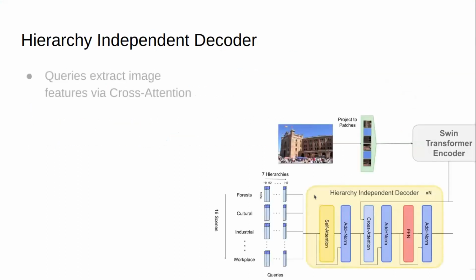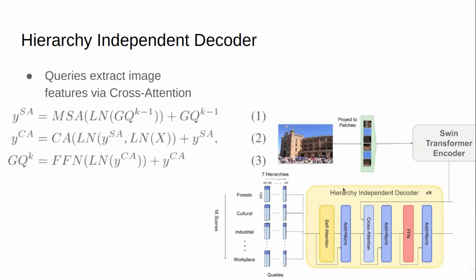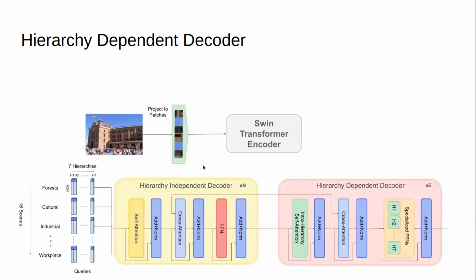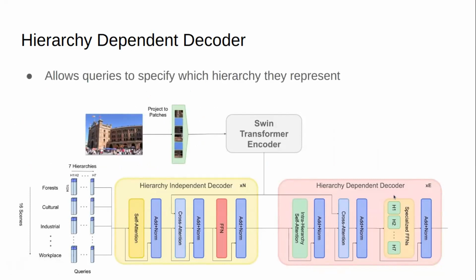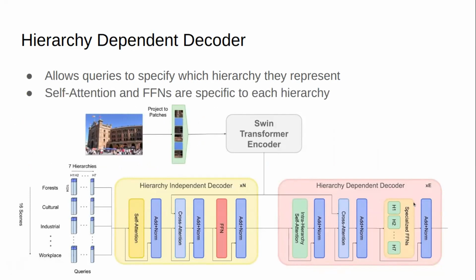These queries are passed into our hierarchy independent decoder, which extracts image features via cross-attention. This is a normal transformer decoder using multi-head self-attention, layer normalization, and feed-forward networks. So I'll move on to our hierarchy dependent decoder. After all of our queries have gone through the independent decoder, they're passed into our dependent decoder here. What this dependent decoder does is allow the queries to specify which hierarchy they represent by having the self-attention and feed-forward network layers be specific to each hierarchy.